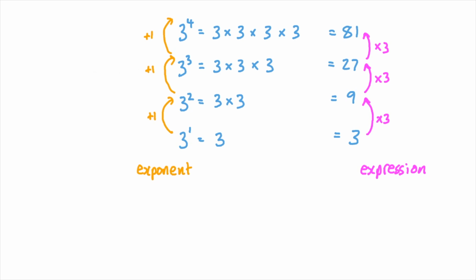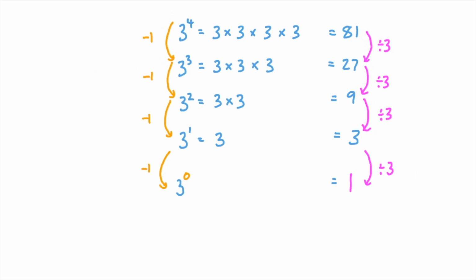And so on. When we add 1 to the exponent, we multiply the value of the expression by the base. And the other way, as we reduce the exponent by 1 each time, we're dividing the value of the expression by 3, the base. Now, if we carry on applying that rule, then 3 to the power of 1 is 3, and 3 divided by 3 is 1, which is 3 to the power of 0. 3 to the power of 0 is 1 because it means 3 divided by 3, which gives us the result of 1.